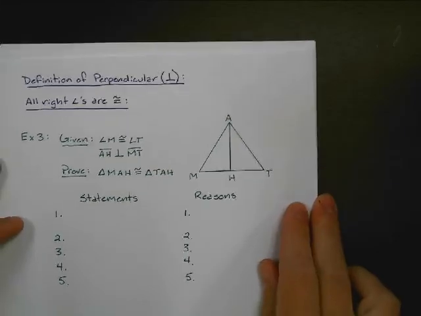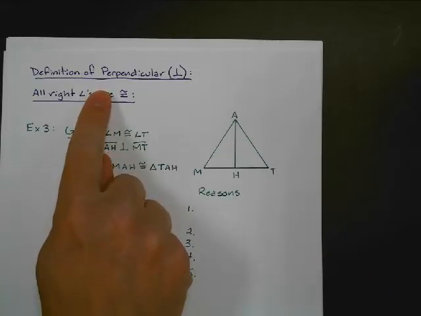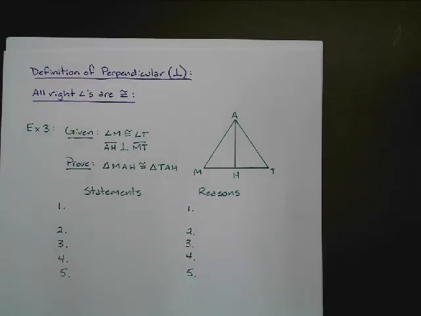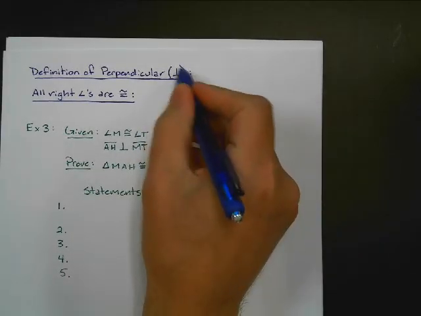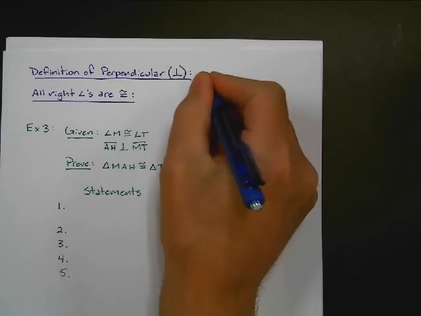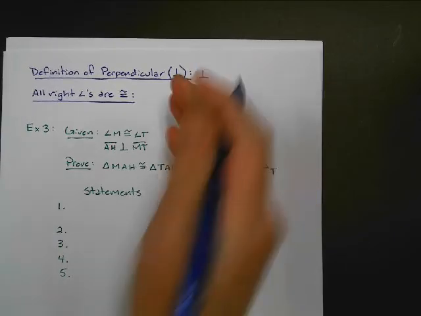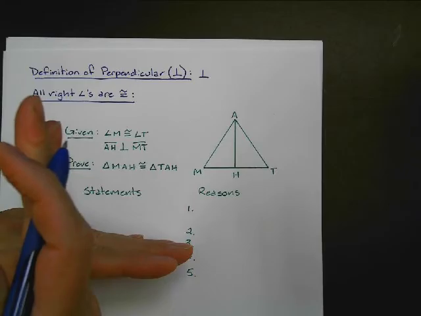Well, actually two, but these are kind of used together. So we've got, remember it's in blue, so that's a reason you can start using in your proofs. First is called just the definition of perpendicular. So what does perpendicular mean? What we're going to use is, and this is the symbol for perpendicular, it's like an upside down T. So we know that perpendicular lines, when two lines cross, they're going to make a 90 degree angle.